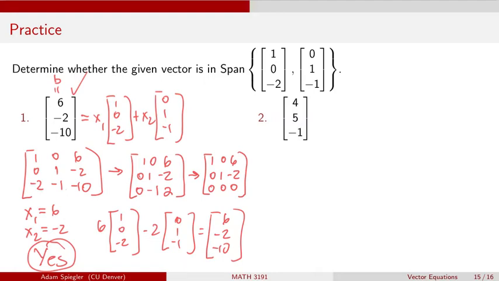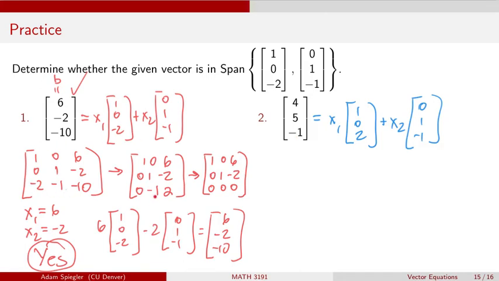Okay, so next, let's look at the second vector here. So part 2 is saying, well, what about the vector 4, 5, minus 1? Is this in the span of the vectors 1, 0, minus 2, and 0, 1, minus 1? And so the corresponding matrix equation of this question I've written out over here. So can I find some scalar x1 times this plus some scalar x2 times the second vector 0, 1, minus 1, that when I add those two together, I get 4, 5, minus 1.